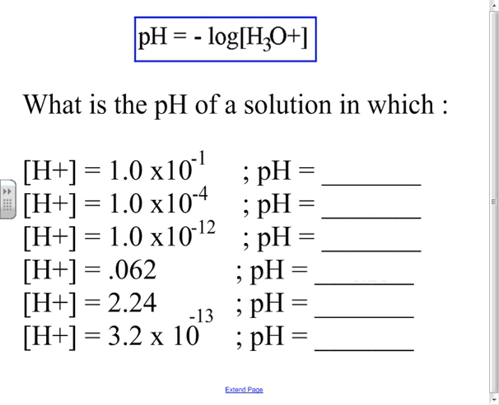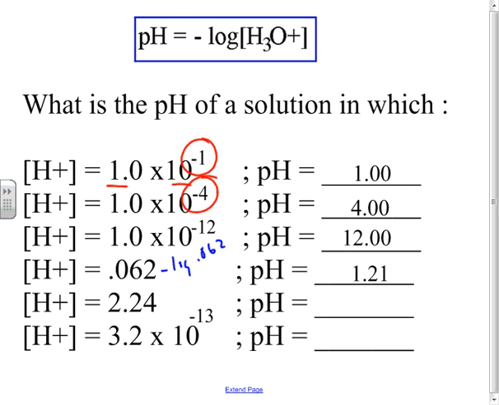To help you practice this, again, we have to do the negative log. If you understand logarithms, then 1 times 10 to the minus 1, that is the number to which 10 must be raised to get that number. That is the number to which 10 must be raised. And so those are just going to be 1, 4, and 12. If you get a number like 0.062, you just have to do negative log 0.062 on your calculator. That will give you a pH of 1.21.